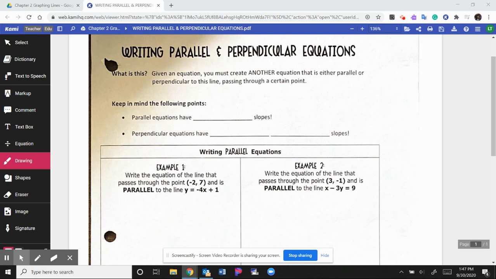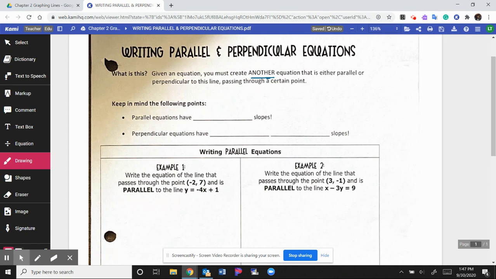Hey guys, today we're going to be talking about writing parallel and perpendicular equations. So we just did a whole bunch of graphing and now we're going to focus on parallel and perpendicular lines. What this means is that given an equation, you're going to have to create another equation that's either parallel or perpendicular to a line passing through a certain point.